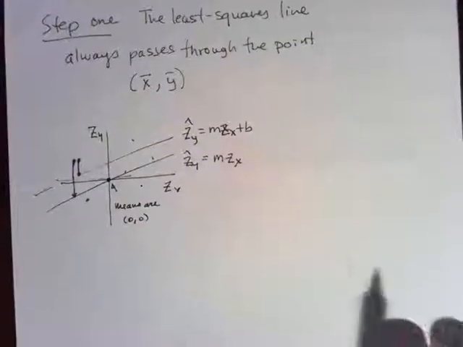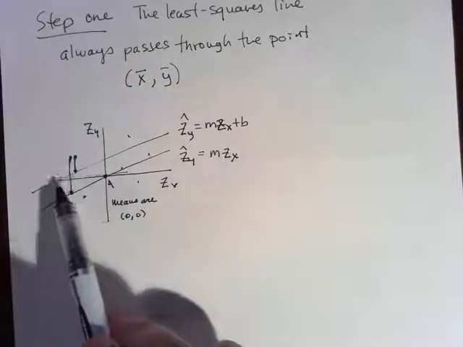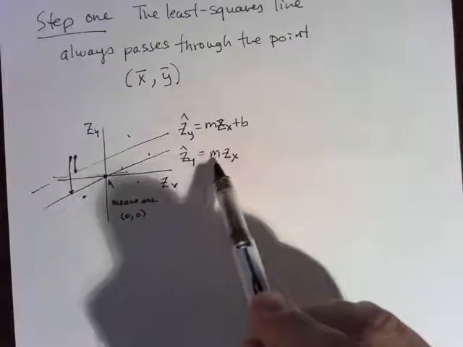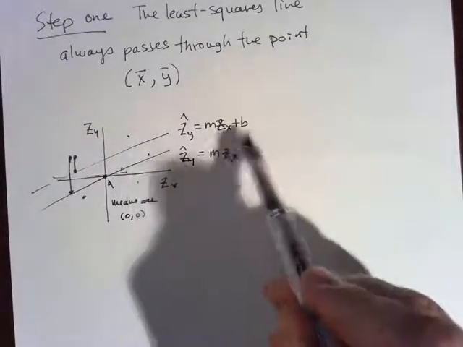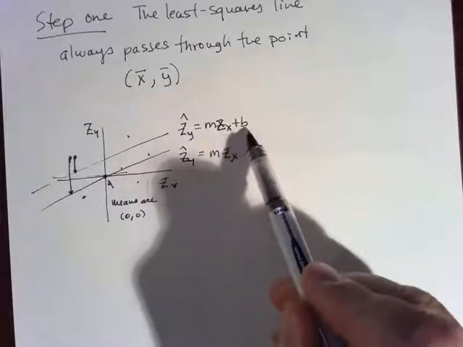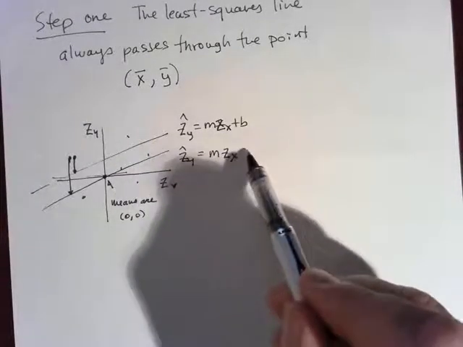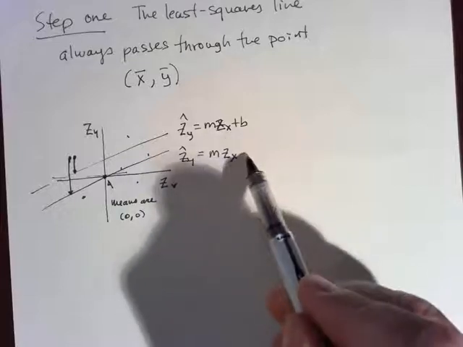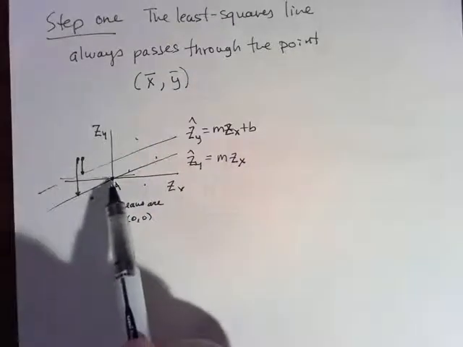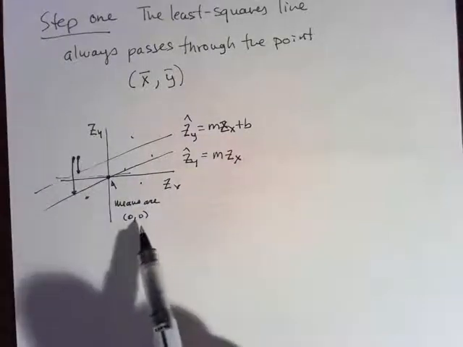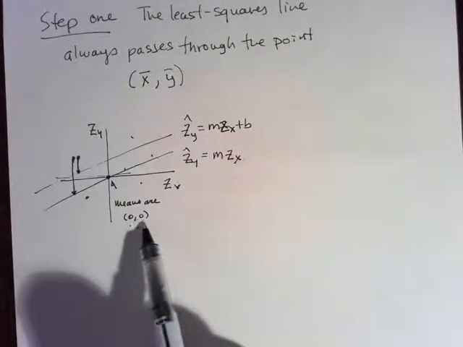So here's going to be the logic of the proof. I'm going to have 2 lines with the same slope. One of them is going to go through mzx plus b, where b is non-zero, and the other one's going to go through mzx plus 0. So this one's going to go through the origin. This line is going to pass through the mean of the x's and the mean of the y's, which is 0, 0, since we're dealing with z-scores.